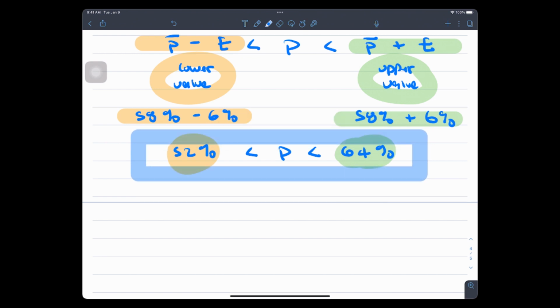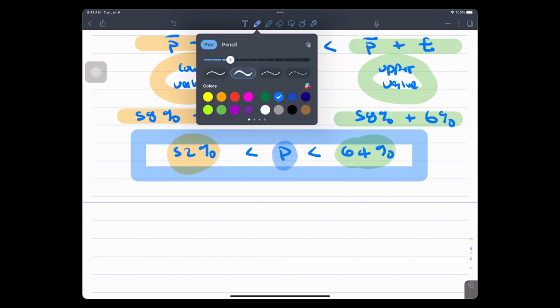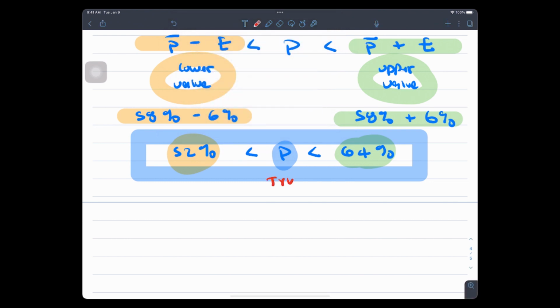So the true proportion, because remember, what does P represent? P is the true proportion. So the true proportion is somewhere between what? 52 and 64%. It gives you a range of values because we had to take a sample. This came from a survey. All right? You took a sample. It came from a survey. You guys good with that?